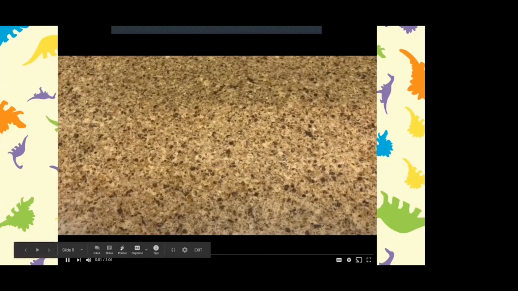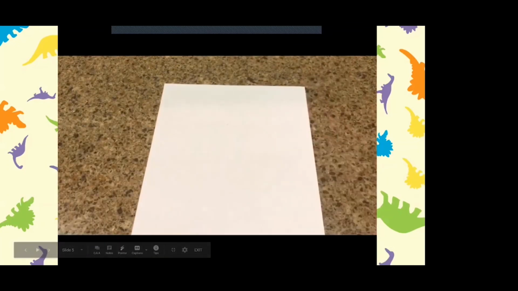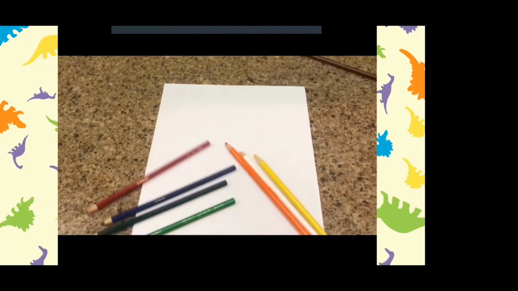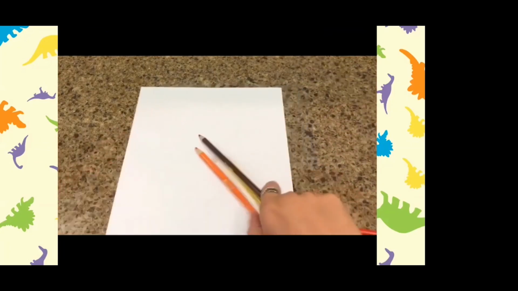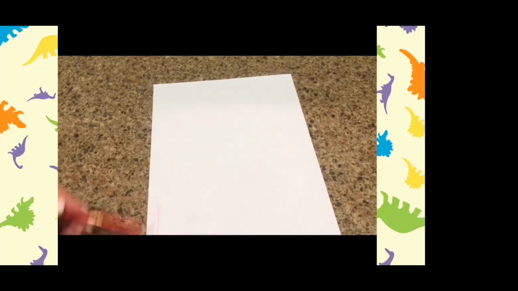All right, we're going to be making some blocks today. So what you're going to need is a piece of paper, just like that, nice, and some colored pencils. So if you have those, go grab something. It doesn't have to be colored pencils, could be markers, could be crayons, whatever you got, and we're going to get started. So we're going to decorate this piece of paper however we want.